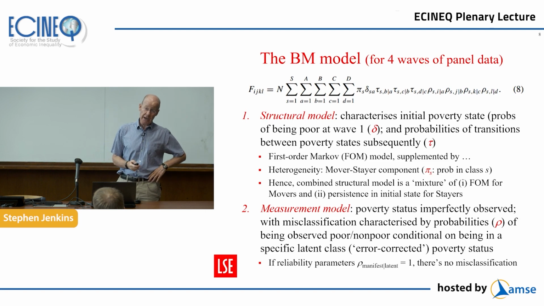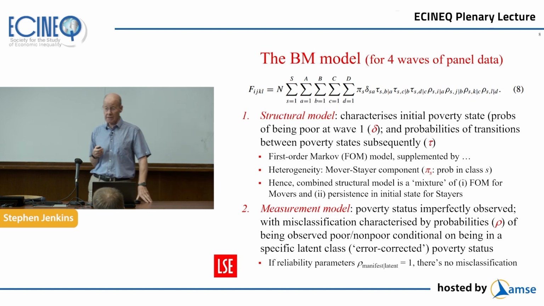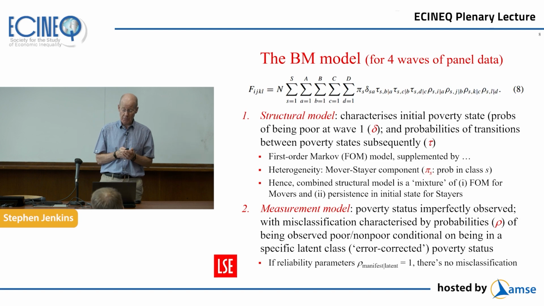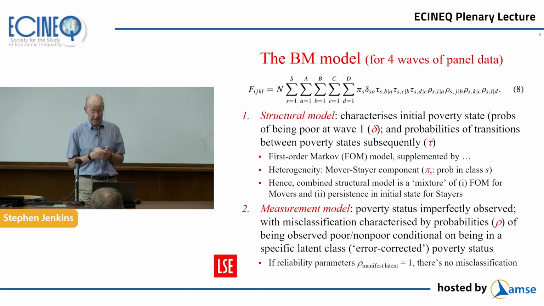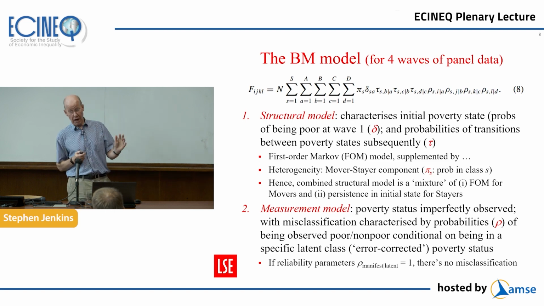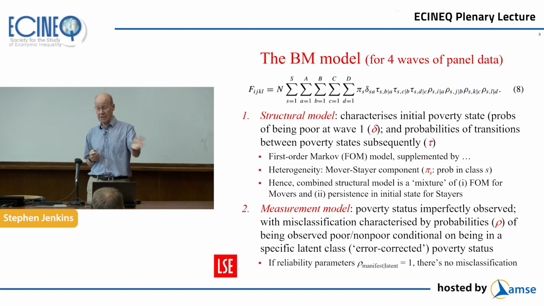That would be fine, but on top of that, we've got measurement error, and the way in which they think about it is that poverty status is not observed very well, and the misclassification is characterized by probabilities, these rhos. So basically, it's summarizing the chances of being observed poor or non-poor, conditional on being truly poor or truly non-poor, and so on. So you can think of rho for reliability parameters, summarizing if it's equal to 1, then there's no misclassification. And of course, that expression up the top would be a lot simpler.